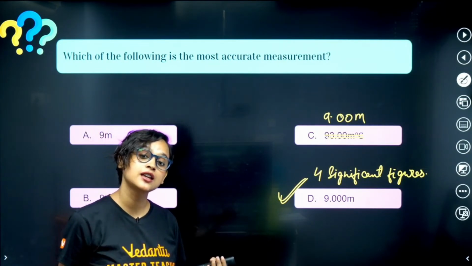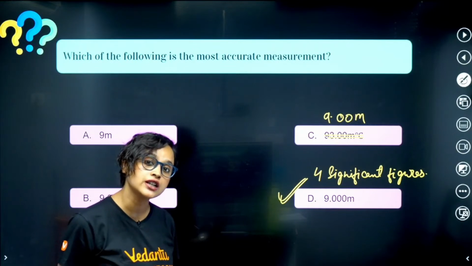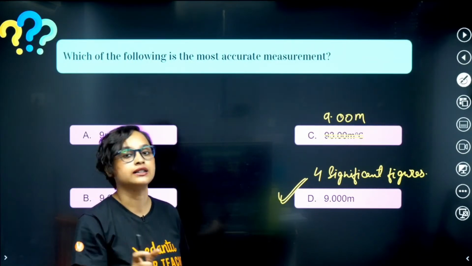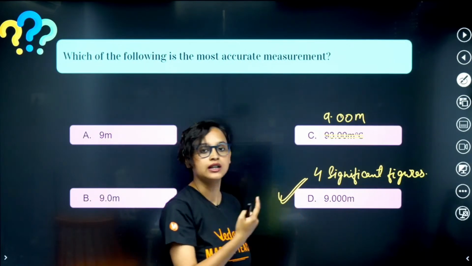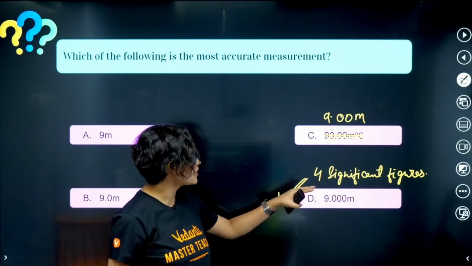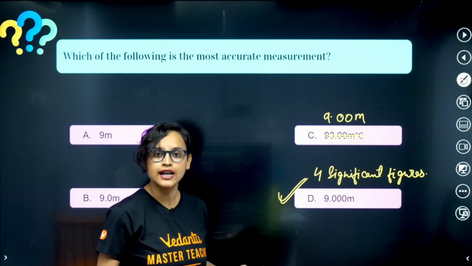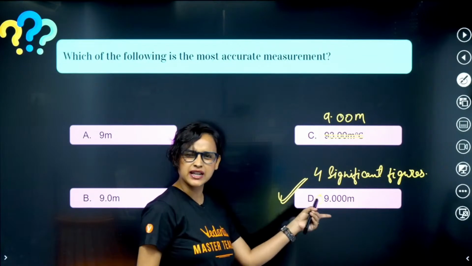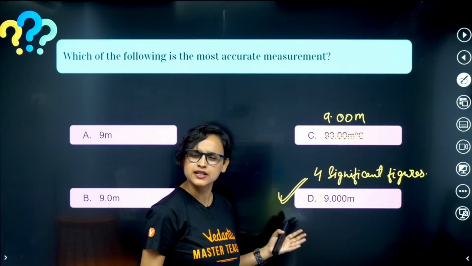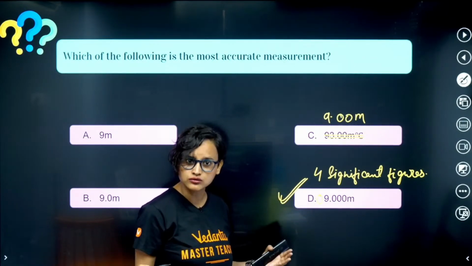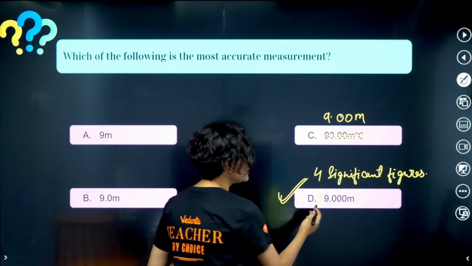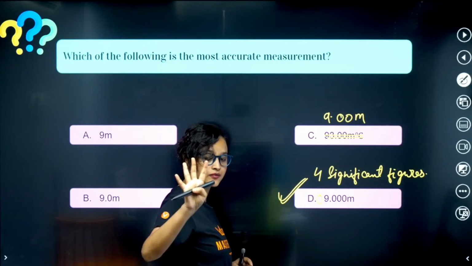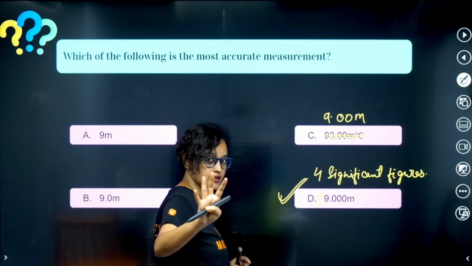Now you might be asking me, ma'am, what are significant figures? Significant figures are basically the certain digits that are present. Now there are rules: if I write a 0 here, will it have any value? No. So the significant figures won't change. It will still be 4 significant figures.